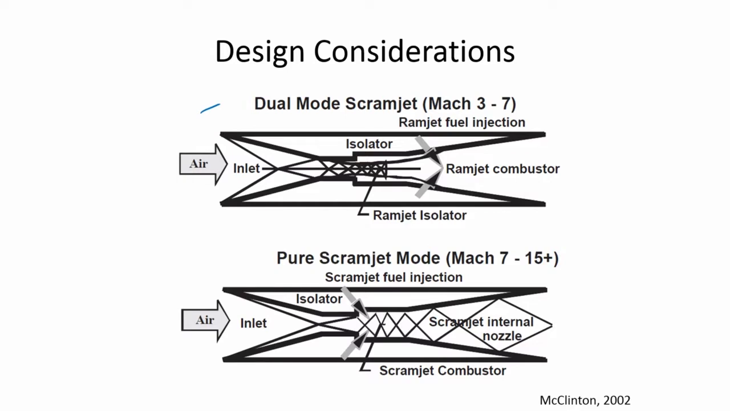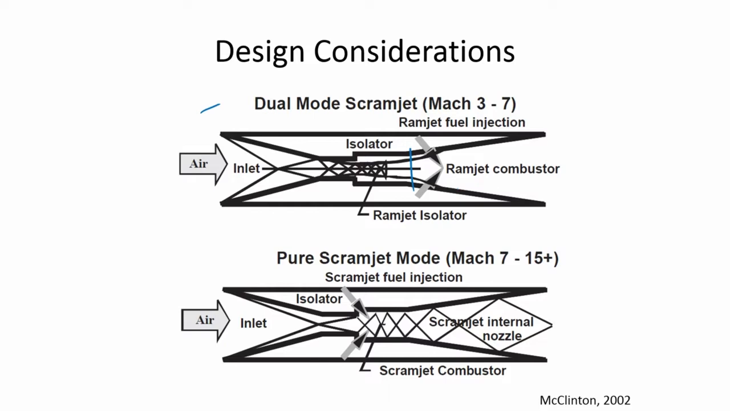In the dual mode scramjet, essentially the air comes in, and through these shock trains the flow gets compressed, and then you have the constant area isolator. The flow can be subsonic in some parts, and then you add fuel, and this can be a ramjet combustor.